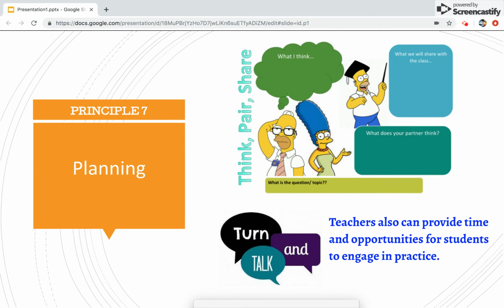So, one of the ones is planning. You planning ahead as a teacher will help you and your students do more of a student-centered, facilitated role as a teacher. Okay, so we have think, pair, share, and we have turn and talk. So, teachers provide that time for the students to be able to collaborate with each other on an open-ended question.